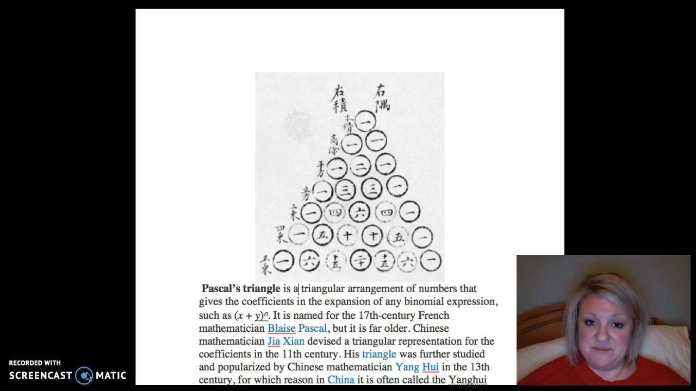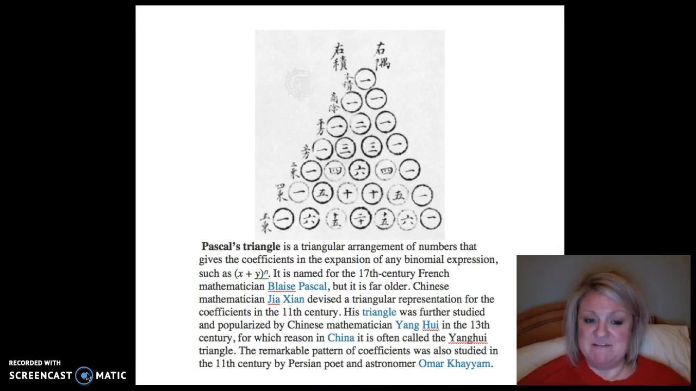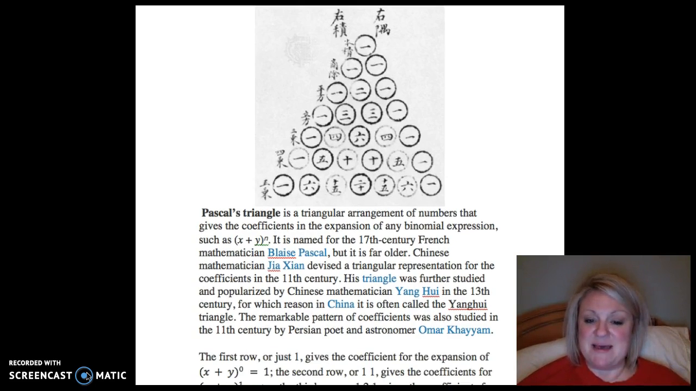Pascal's triangle is named after a man named Blaise Pascal. It's a triangular arrangement of numbers that gives the coefficients in the expansion of a binomial expression. So that's really fancy, I get it. It's named after the 17th century French mathematician Blaise Pascal, but it's far older than the 17th century.